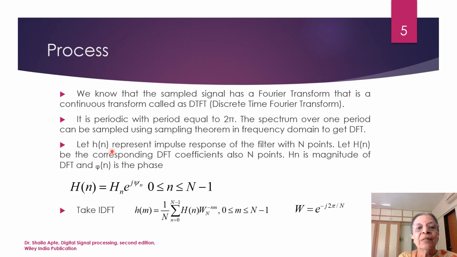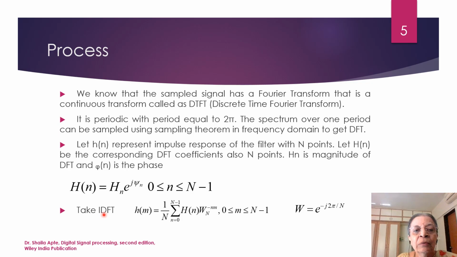So let us consider that h(n) represents the impulse response of the filter with capital N points. And as we are saying, the corresponding H(n) will be the corresponding DFT coefficient and must also be equal to N in number, because it has to be greater than or equal to the number of points in the impulse response. H of n is the magnitude of the DFT and psi of n is the phase. If we say this, then we can write H(n), that is the DFT coefficients, as magnitude response and e raised to j psi n, where psi n is the phase response.